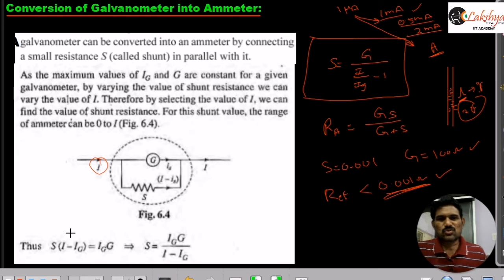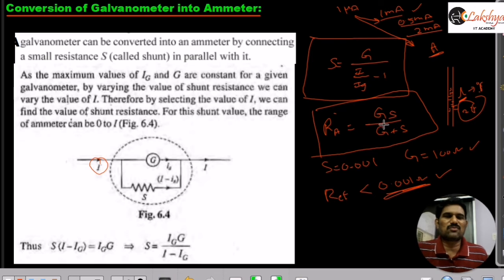Now, how much shunt resistance we need to connect, we need to remember: G divided by (I by Ig minus 1). This is the formula for the shunt resistance. And the total effective resistance of this ammeter is nothing but this expression here. This is the total resistance of this ammeter, right? So that is the conversion from galvanometer to ammeter.